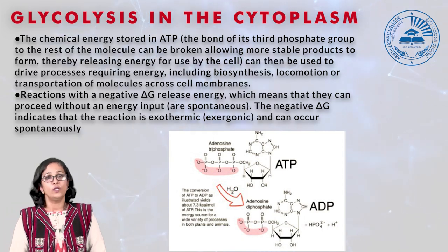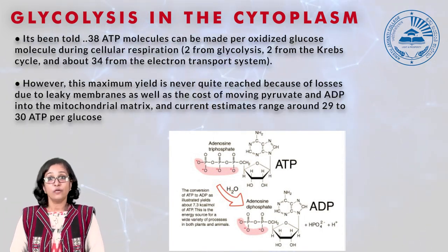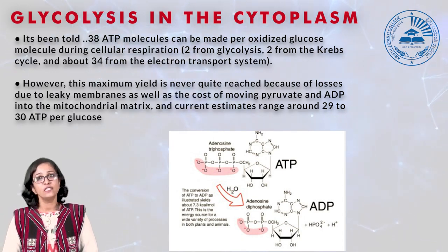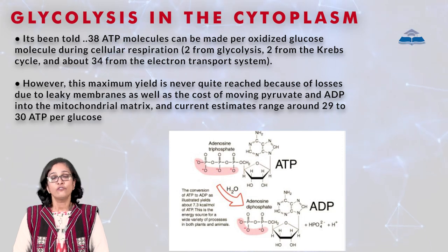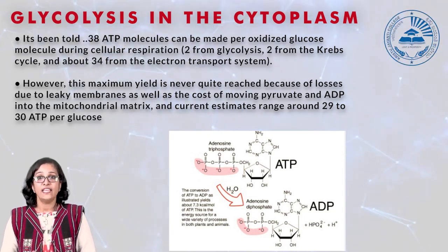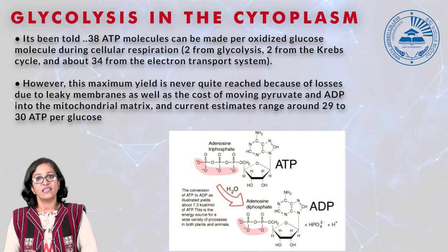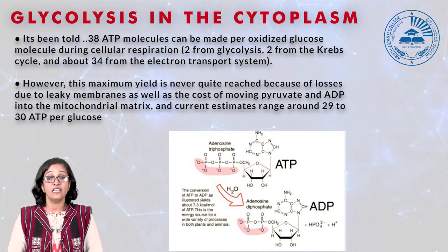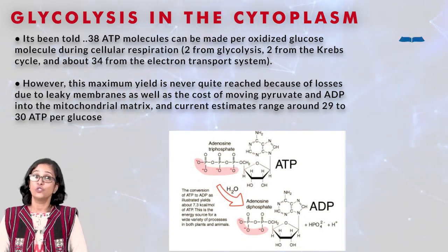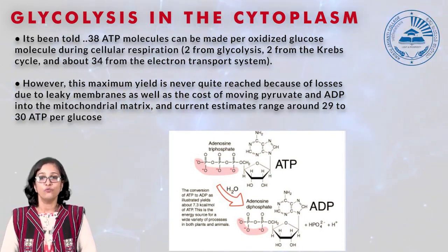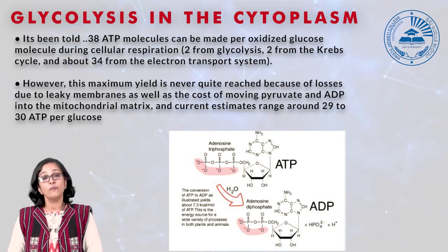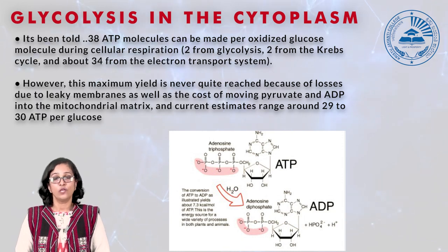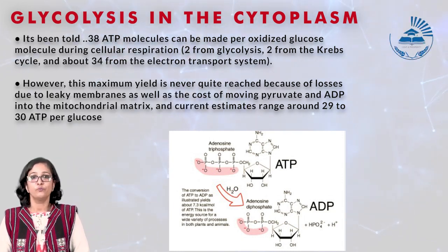In contrast, reactions with a positive delta G need an input of energy in order to take place; they are non-spontaneous. So it's been told that 38 ATP molecules can be made per oxidized glucose molecule during cellular respiration, that is, 2 from glycolysis, 2 from the Krebs cycle, and about 34 from the electron transport chain when NADH and FADH2 from glycolysis and the citric acid cycle enter the electron transport system. However, this maximum yield is never quite reached because of losses due to leaky membranes as well as the cost of moving pyruvate and ADP into the mitochondrial matrix. Current estimates range around 29 to 30 ATP molecules actually produced per glucose molecule.